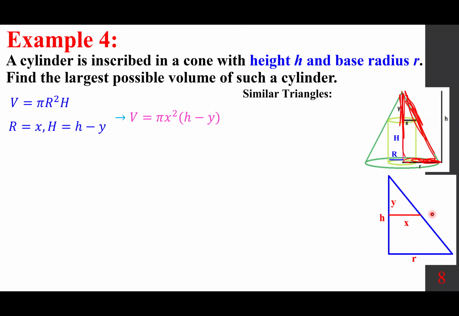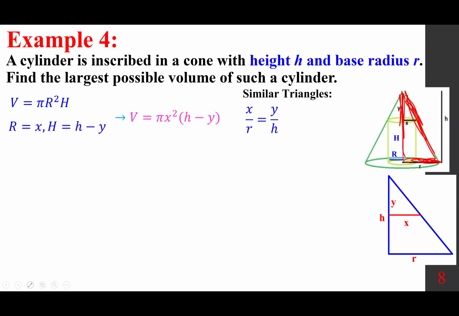So I can choose x from the smaller one or from the larger one, x to r. I can pick y from the smaller one, h from the larger one. So this comes from the fact that it's a similar figure. The reason we do that, remember what's happening here. This volume is a function of x and y. H is constant. So we want to get rid of the y. And now this will give us a chance to do that.